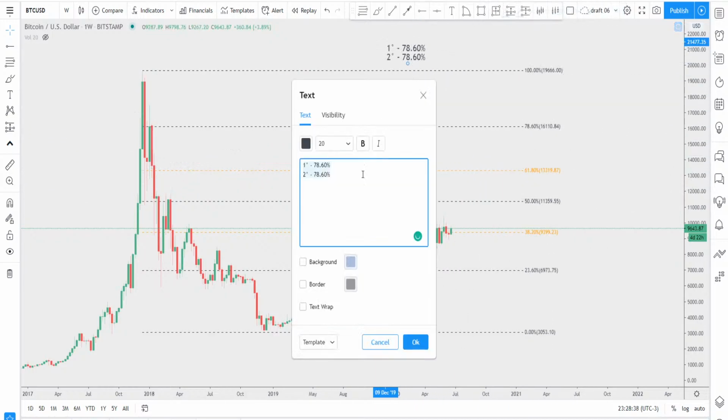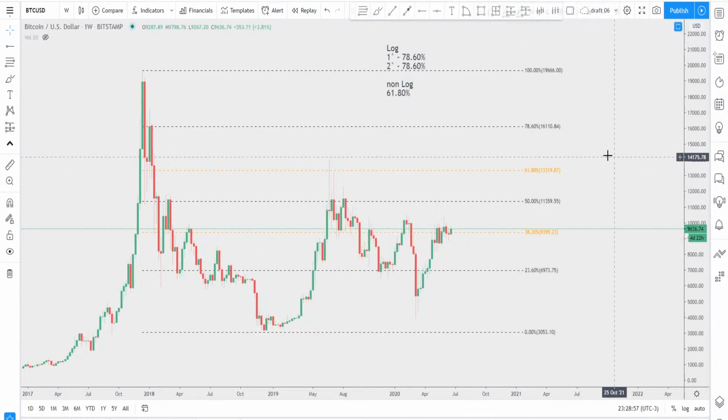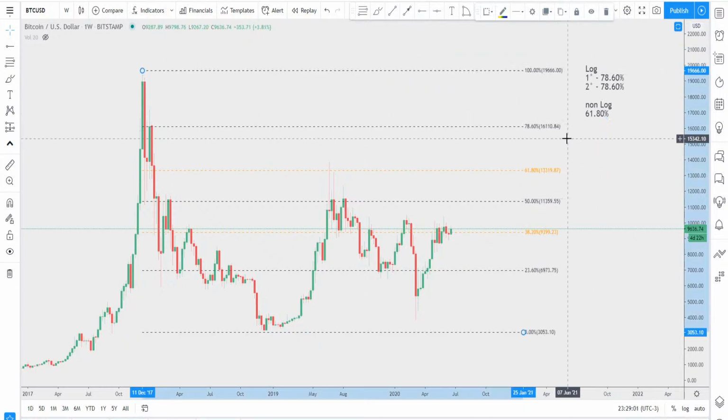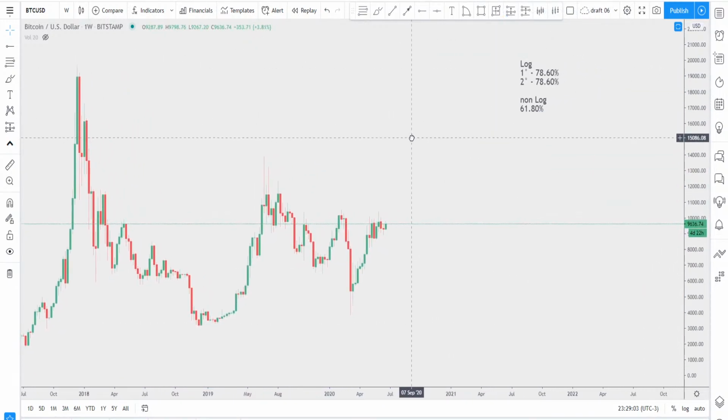So let me add another note here. For this one, I will use log. Okay, and for the next one, no log. And so we have 6180, and now we are going to look at the next one. Here, let's go for the next one right now. Let's go.